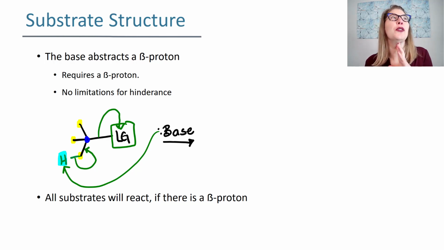That took me forever to figure out when I was a student. I actually don't know if I ever figured it out as a student, to tell you the truth. I think I was a teacher when I figured it out. So here's the thing. SN1 needs hindered. We're going to see E1 needs hindered. SN2 needs unhindered. And you would think to follow the pattern with E2, but you don't. E2 will react with anything. It's not picky, as long as there's a beta proton. So it doesn't matter if we're looking at primary, secondary, tertiary, all of them will react.